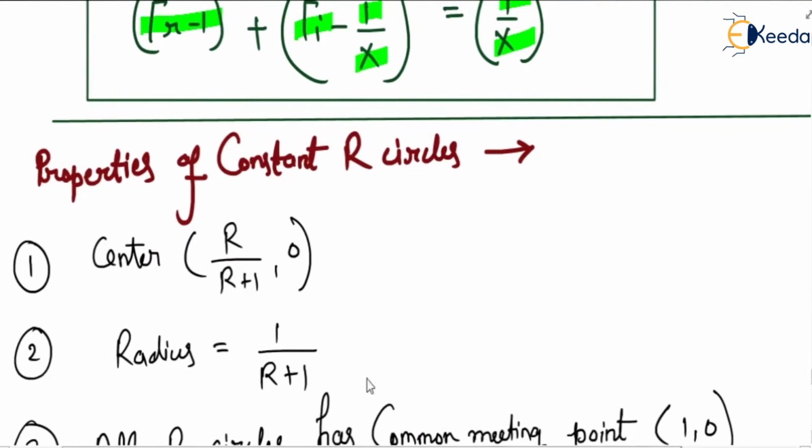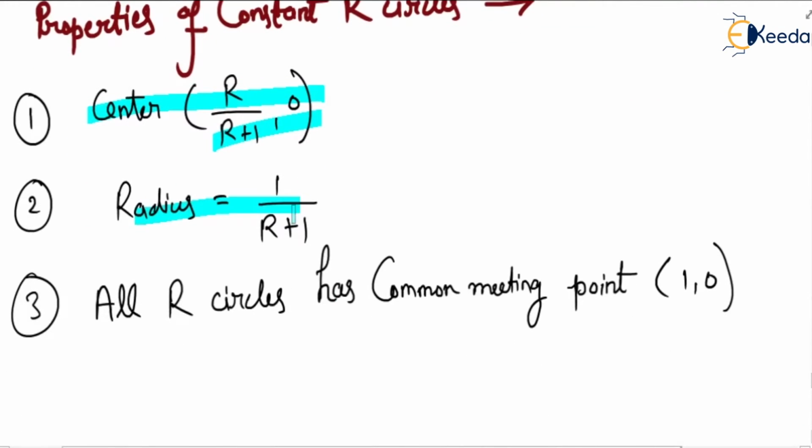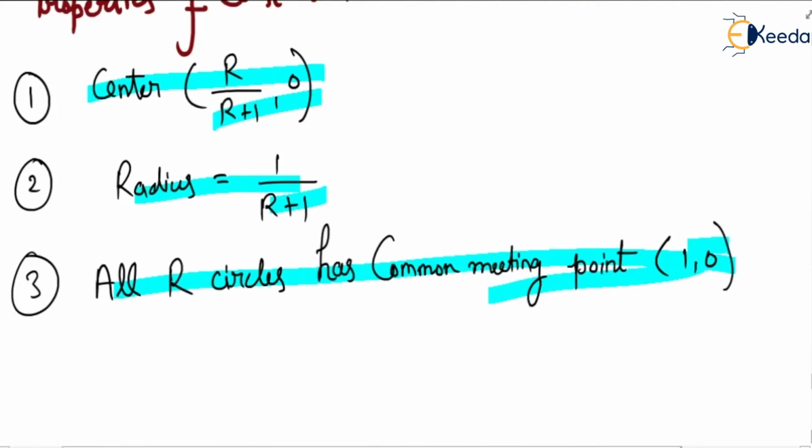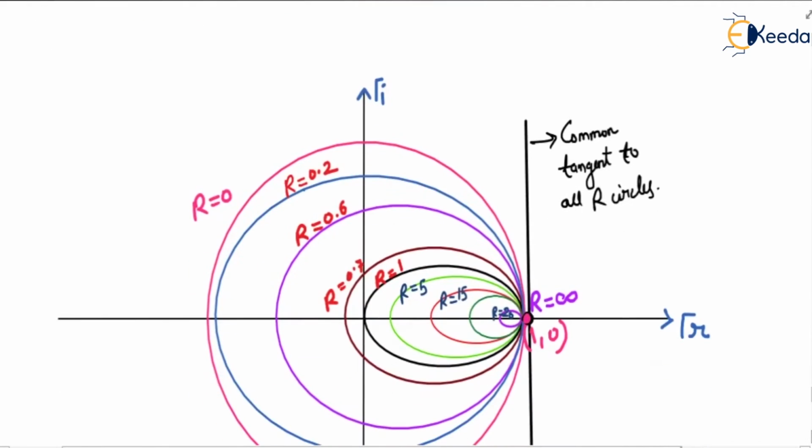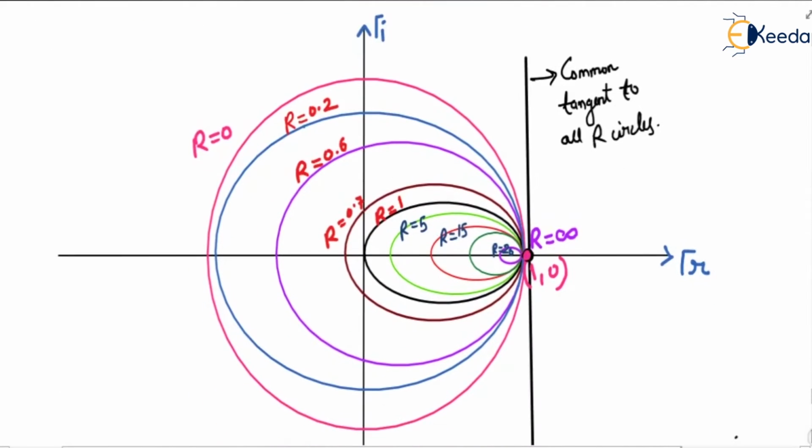Now we study the properties of constant R circles. Constant R circles have their centers at (R upon R plus 1, 0), and the radius is 1 upon R plus 1. All the R circles have a common meeting point (1, 0). This is the diagram of R circles.